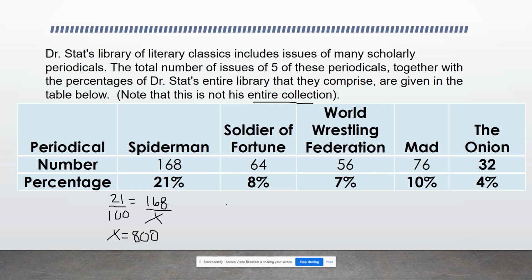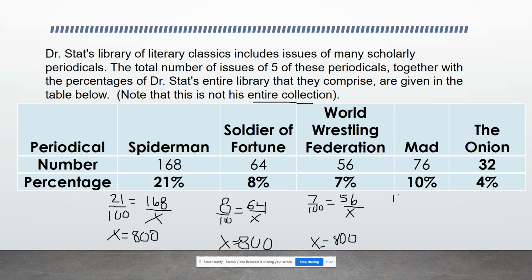So let's see what we've got over here. 8% would be 8 over 100 is equal to 64 out of my whole. If I cross multiply that, 64 times 100 divided by 8, x is 800. Okay, if I do the same thing over here, 7 over 100 equals 56 over x. If I cross multiply, that's going to give me 800. Okay, let's keep going.